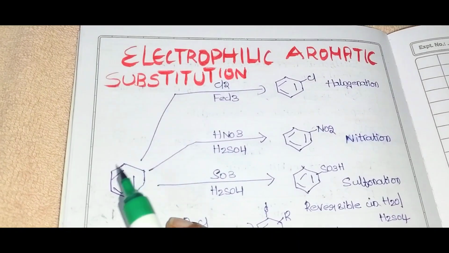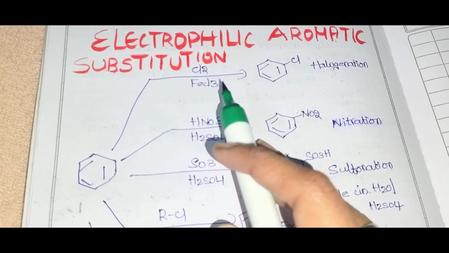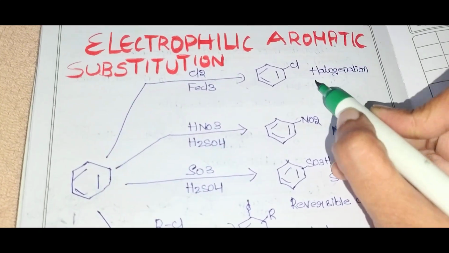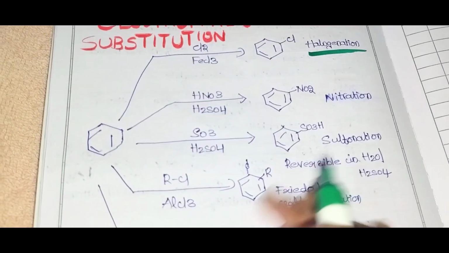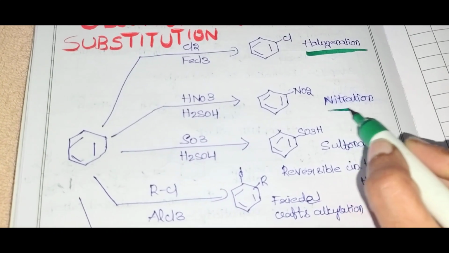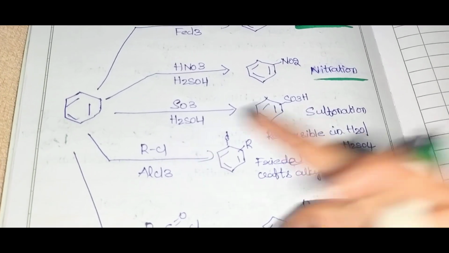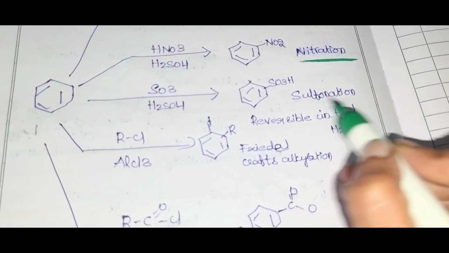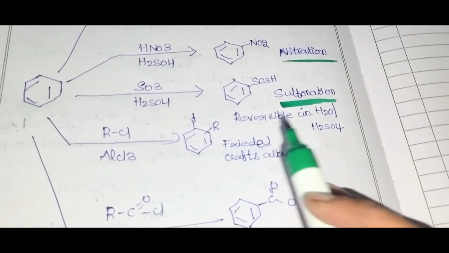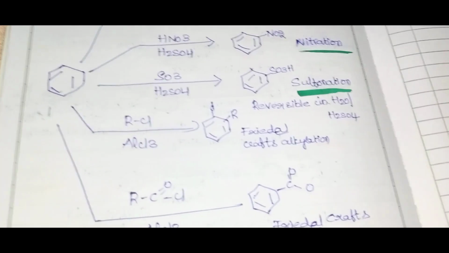Let's wind up the electrophilic aromatic substitution reactions. Benzene reacts with chlorine in the presence of FeCl3. It is a halogenation reaction to form chlorobenzene. It reacts with nitric acid in the presence of sulfuric acid, and it is a nitration reaction to form nitrobenzene. And it reacts with SO3 in the presence of sulfuric acid. It is a sulfonation reaction to form benzenesulfonic acid, and I already told you it is a reversible reaction: in the presence of water or sulfuric acid, it will be reversed.